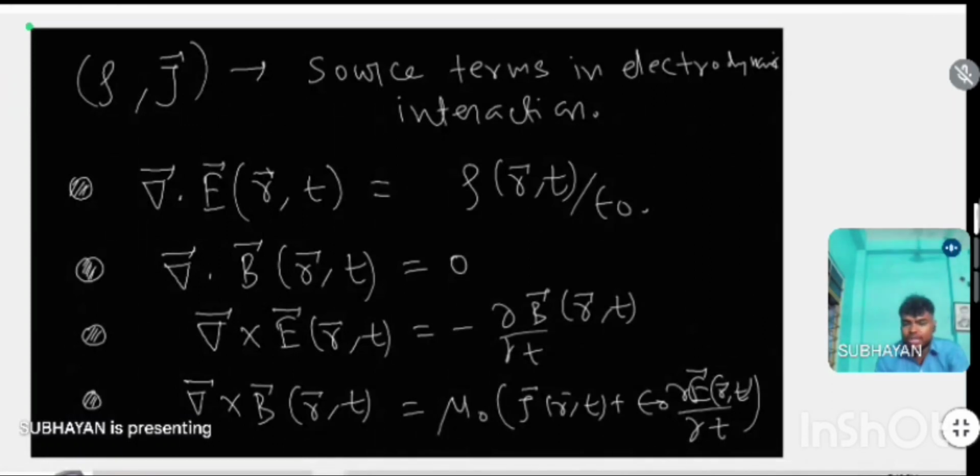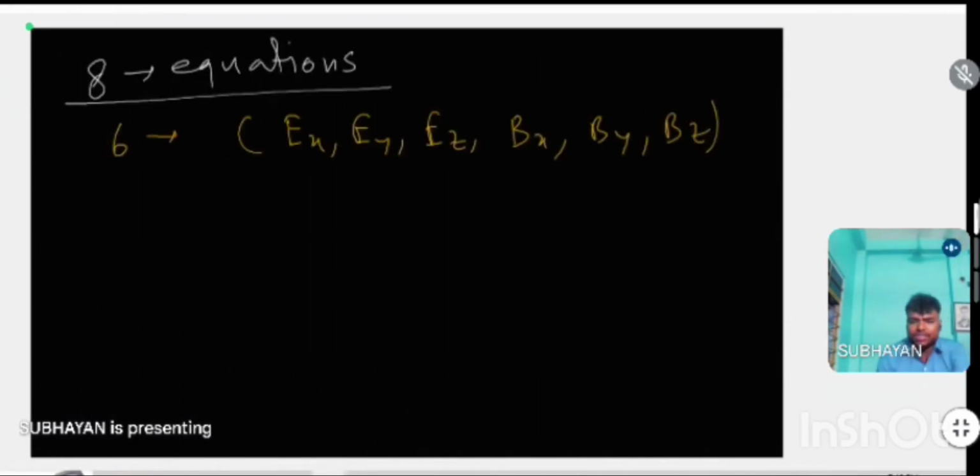These are the source terms. You know the form of the source terms, rho and J. The unknown terms are the components of fields E and B. So this is very interesting because 6 unknowns have to be determined from 8 equations. So there are 2 extra equations here. So surely the 8 equations are not mutually independent. The mutually independent number of equations is 6.